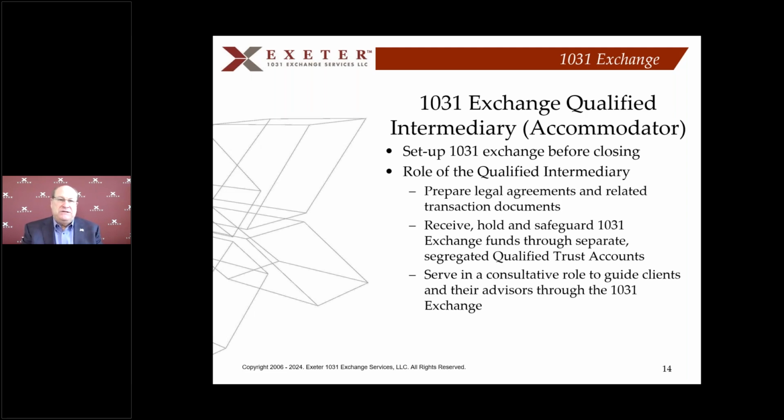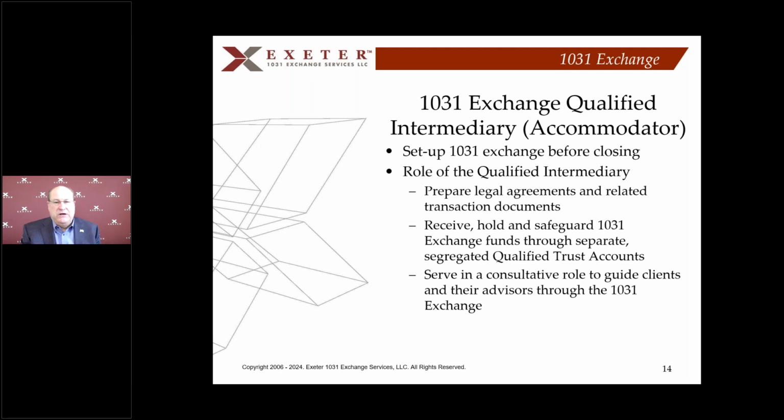Part of the documentation involves the assignment of your purchase and sale agreement. That document is converted over to us. We step into your shoes. We become the seller of your property, and that's what allows you to defer the tax. If the closing occurs without the 1031 exchange in place and without that assignment of the purchase and sale agreement, it becomes taxable, and there's no way to go back and fix that.